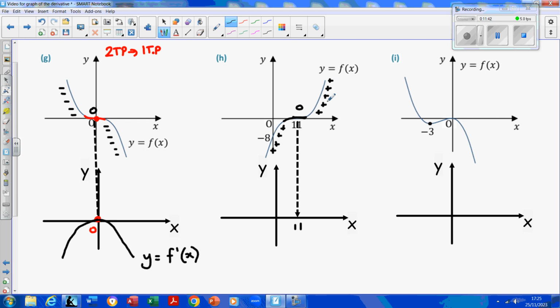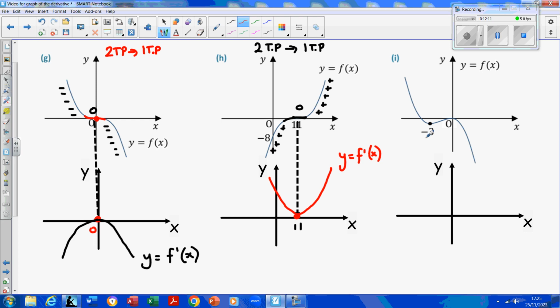Now, point of inflection thinks it's a two turning point, and it'll go to one turning point. So my answer is going to be a parabola. So we've got positive, means it's got to be above the axis. So I'm going to draw that above the axis like that, and it comes down and it reaches that 0 point on there. But then when it gets to 0, it's got to go back up into the positive. So it's got to go above the axis, and that is your graph, y is equal to f dash x.